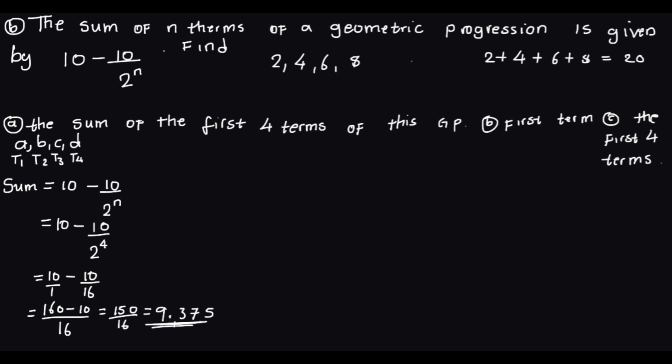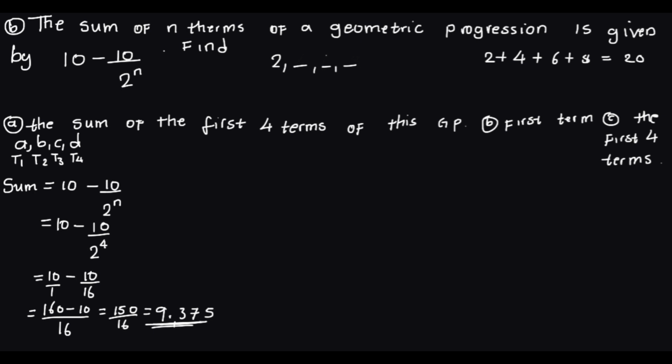Now, for question B, the first term, what is the first number in this sequence? So here, let's assume, what is the sum of one number? If I remove these numbers, what is the sum of this, the first number?